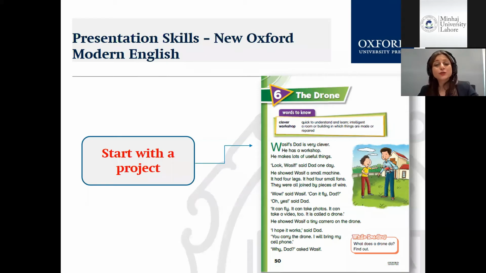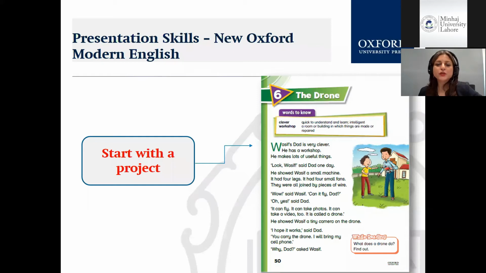We learn that the drone is a small machine. And वो machine के अंदर क्या होगा? वो joined होगी machine with wires. What do those wires do? What do wires generally do in life? Why do we need wires? They carry electricity. And then we will, he says, I hope it works.